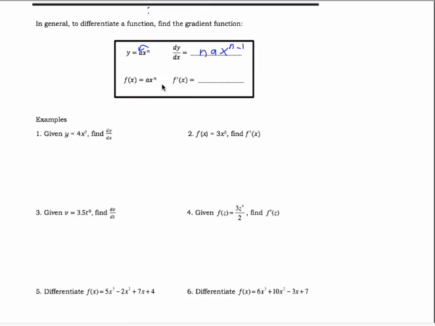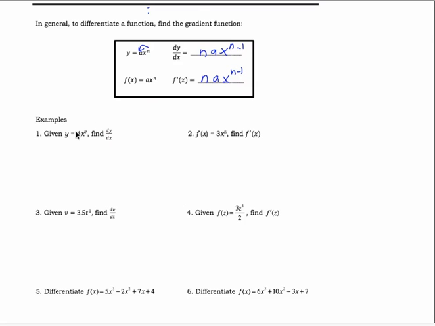And here's just a different way of writing the function. This is f of x equals ax to the power of n, so same thing, but the derivative is written a bit differently. This is f prime of x, this one is dy by dx. But we get the same thing, we get n times ax to the power of n minus 1.